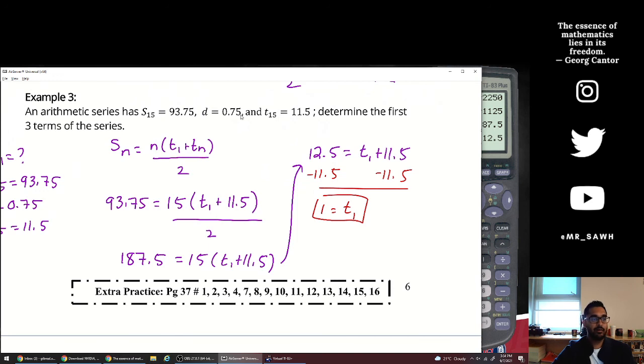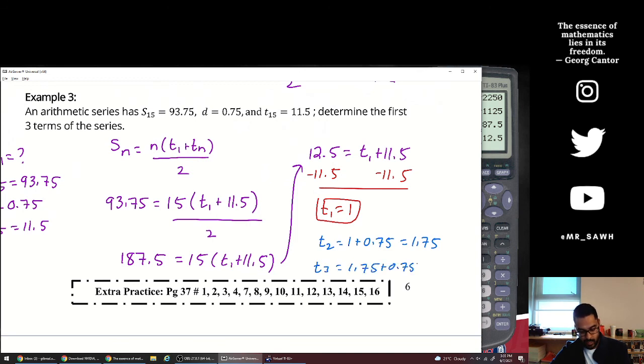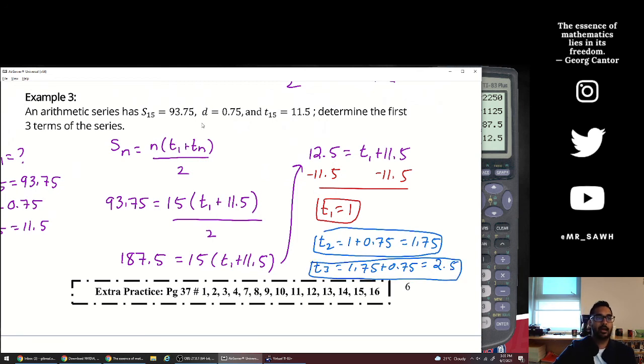And if I know that, and I also know the common difference, I can find terms 2 and 3. So T1 is equal to 1. That means that T2 must be 1 plus 0.75, which should be 1.75, which means that term 3 should be 1.75 plus 0.75 for a value of 2.5. So there are your first 3 terms, right? We worked backwards, we found the first term, and then used that common difference to keep going for the other ones. It's a little easier to work from T1 to T3 than all the way back from term 15.